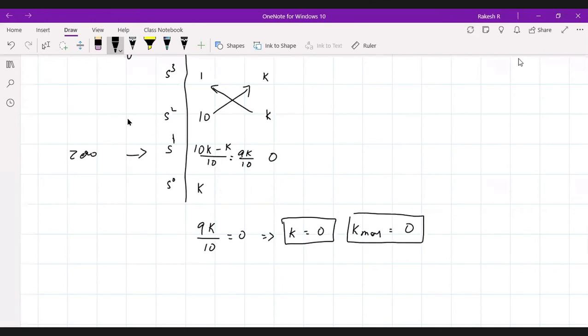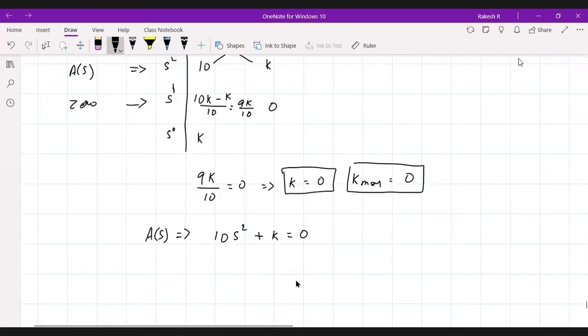Now, the row above that term, I need to consider as the auxiliary equation AS. So the auxiliary equation AS is what? 10s square plus ks plus k is equals to 0. Right, 10s square plus k is equals to 0.